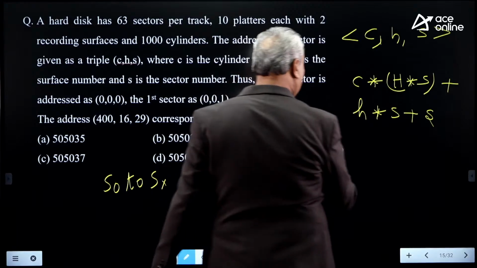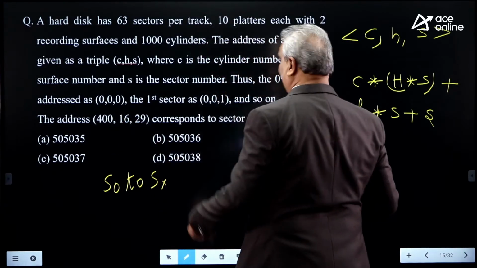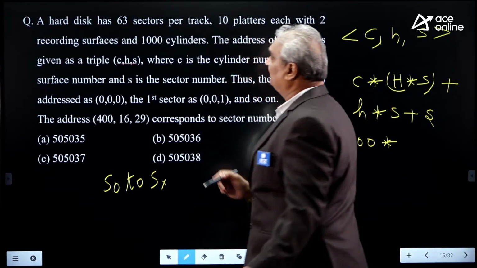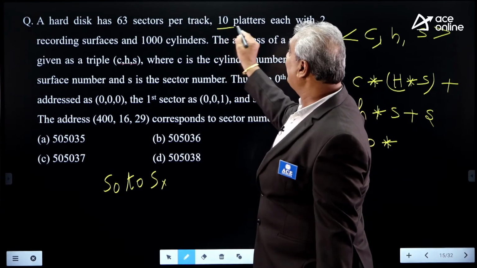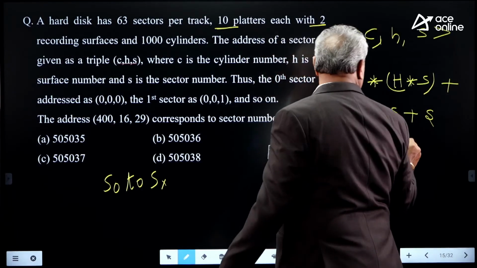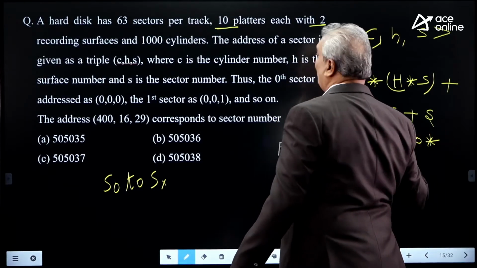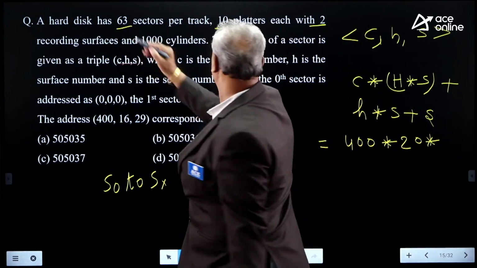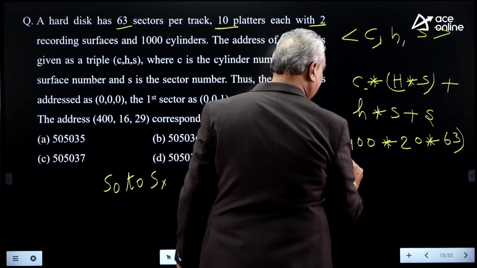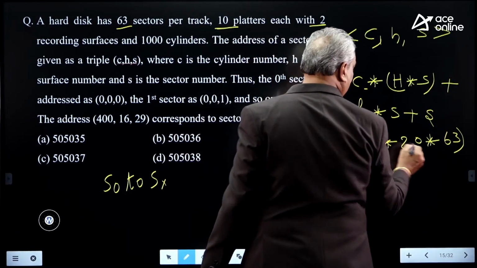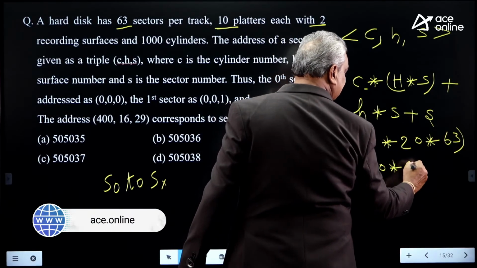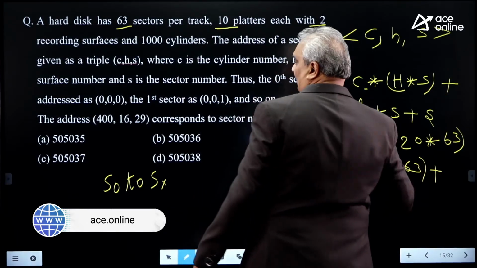Now, in this, what is C here? Given C, nothing but 400 into, what is H? Number of surfaces. 10 platters are there. Each platter has 2 recording surfaces. That's why it becomes 20 into, what is S here? Number of sectors, 63. This one is completed, plus H. Already we computed H is equal to 20 into S, means 63 plus.